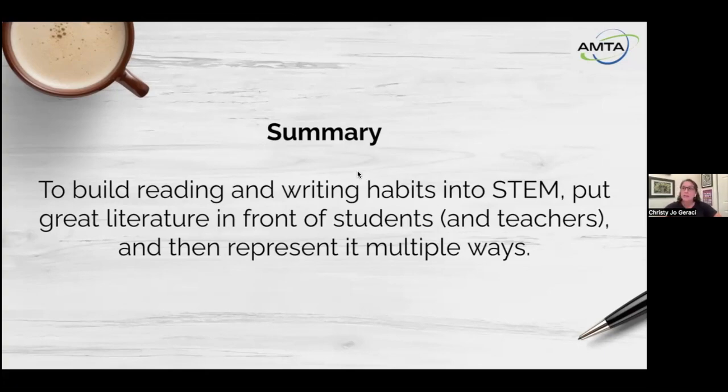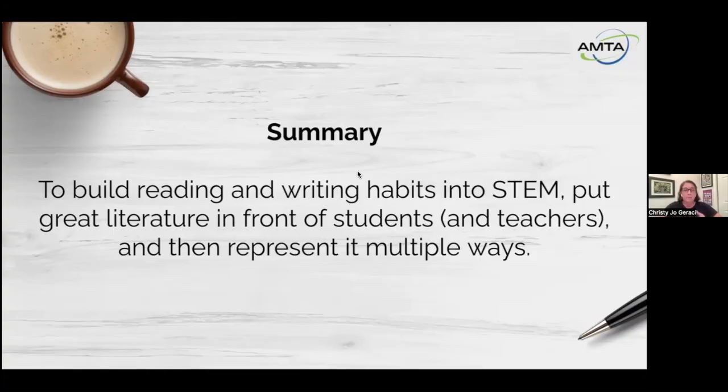Harkness is very similar to a Socratic discussion in how it's set up. You have students sitting around a big table, and the teacher proposes a question and tries to interject as little as possible. They let the students drive the conversation.